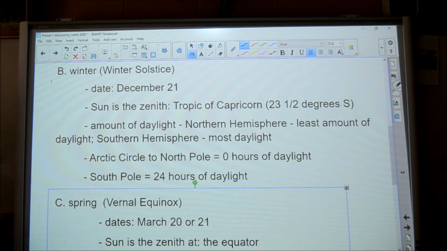Now the opposite is true for the winter, also known as the winter solstice, December 21st. It's the day that the northern hemisphere has the least amount of daylight because the northern hemisphere is tilted away from the sun. The southern hemisphere gets the most amount of daylight because the southern hemisphere is tilted towards the sun. Arctic Circle to the North Pole, no daylight. South Pole, 24 hours of daylight. So the sun is at zenith for the winter solstice at the Tropic of Capricorn, also known as 23.5 degrees south latitude.